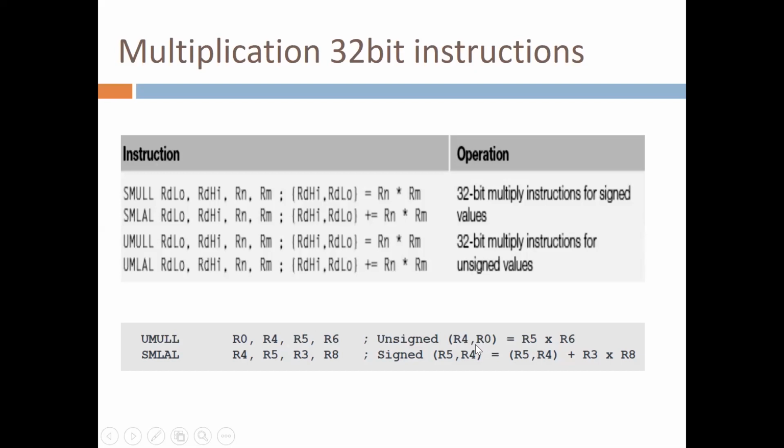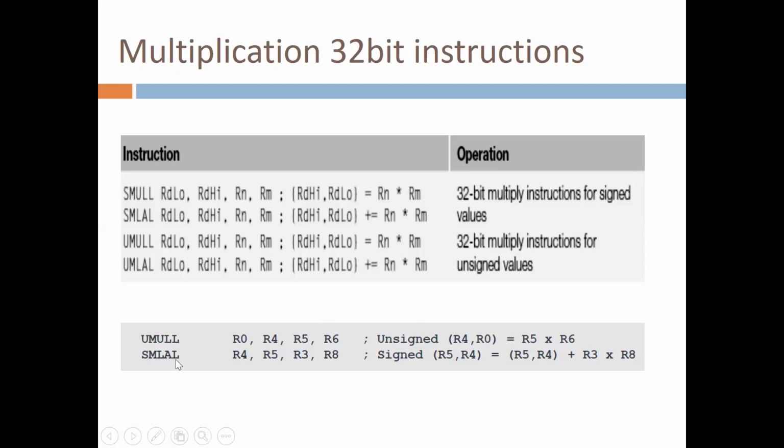The least significant 32 bits of the result will be stored in R0. The most significant 32 bits of the result will be stored in R4. This is about the operation UMULL. The next example is SMLAL, that is signed long multiplication with accumulate. Here you have two operations.